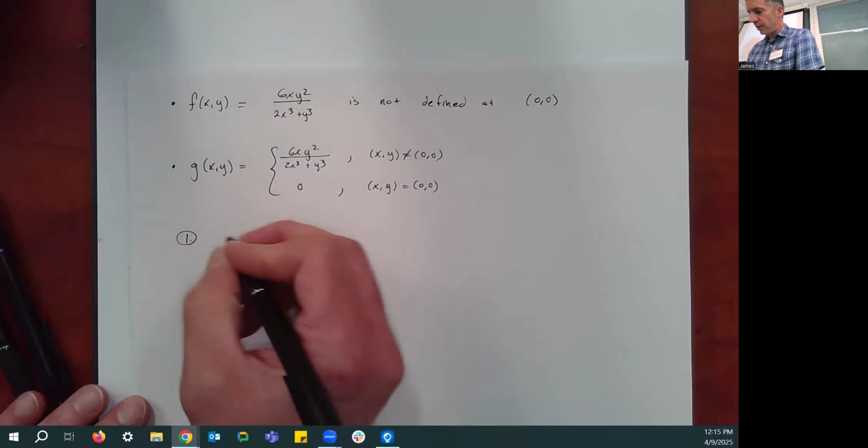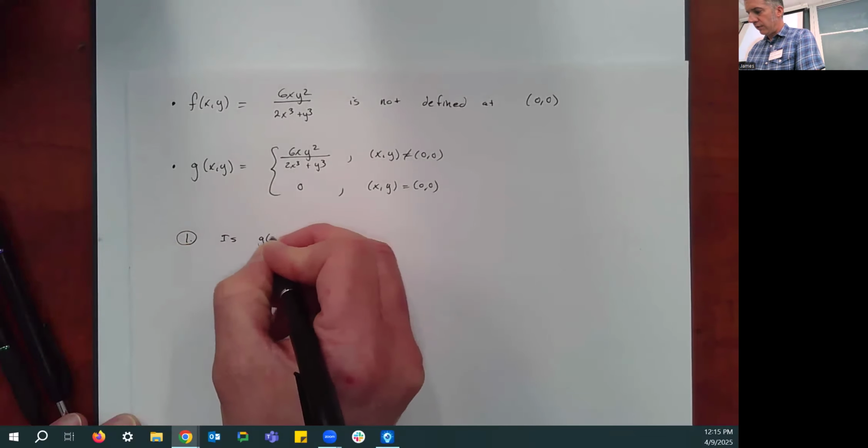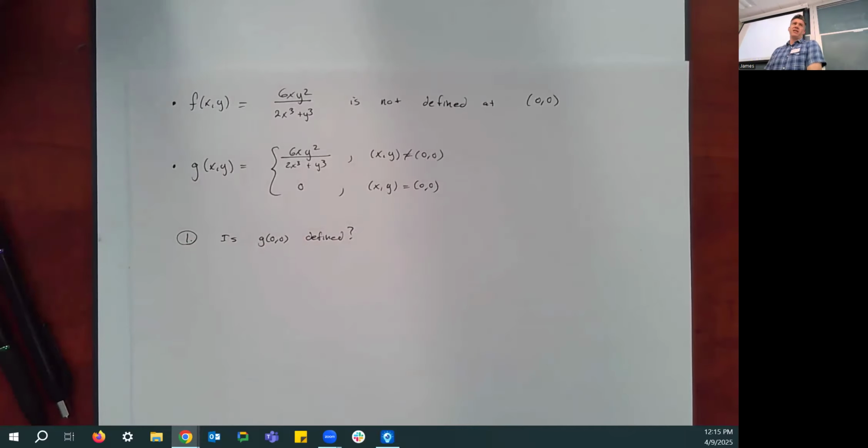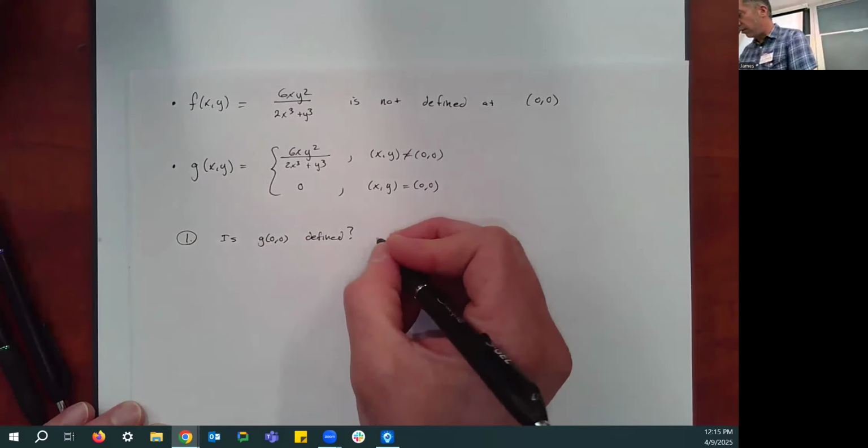So part one, is g of 0, 0 defined? Well, yes, we just defined it, right? g of 0, 0 is 0.